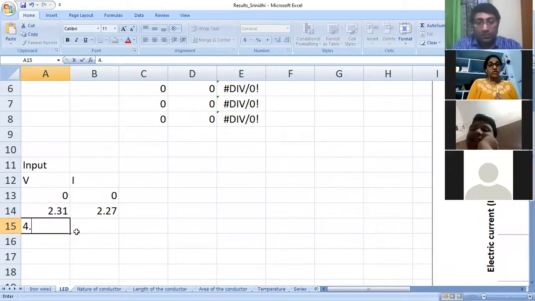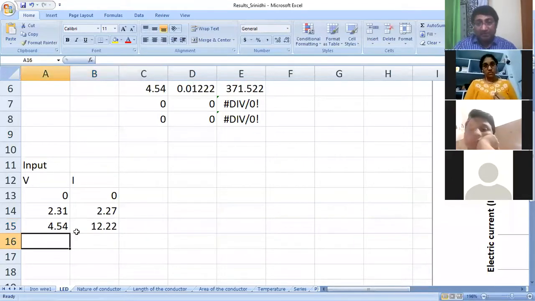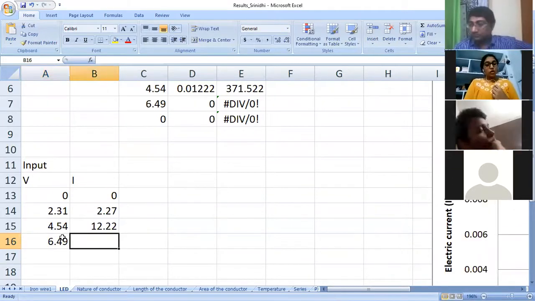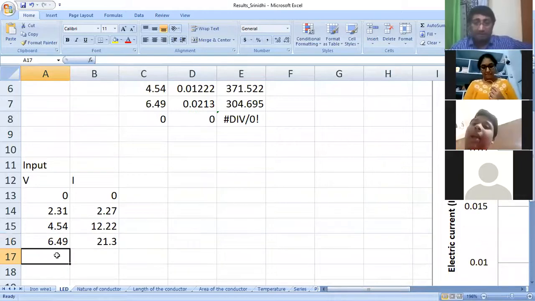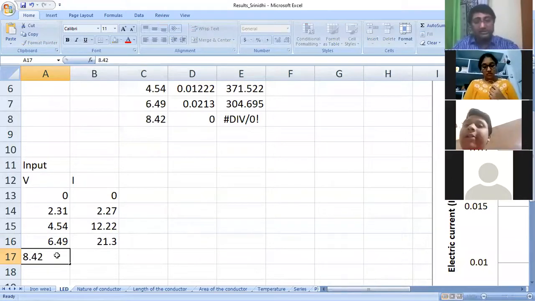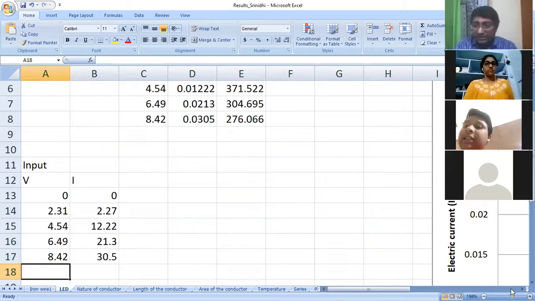All right, please go on with the other values, Niyati. 4.54 volts. 12.22 milliamperes. There's a drastic jump in current if you observe. Okay, next one. 6.49 volts. The current was 21.3 milliamperes. We had one more, I think. 8.42 volts. 30.5 milliamperes. All right, so those were the values, and let's look at the graph.